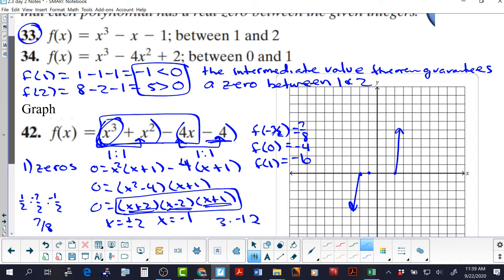So negative 3/2 is 7/8. 0 is negative 4. And 1 is negative 6 down here. So they're all cut throughs because all of these zeros counted one time. So there's the graph.